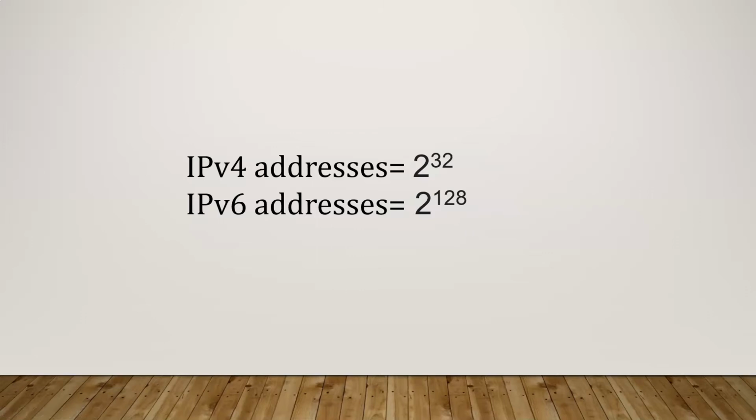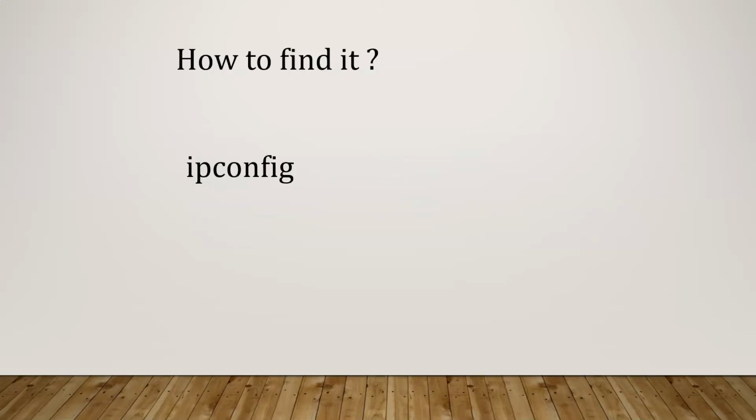So let's see how we can find out the IP address on your computer. You can go to the command prompt if you are using Windows or any other operating system and type ipconfig. You should get an IP address with other details, including the IPv6 address.